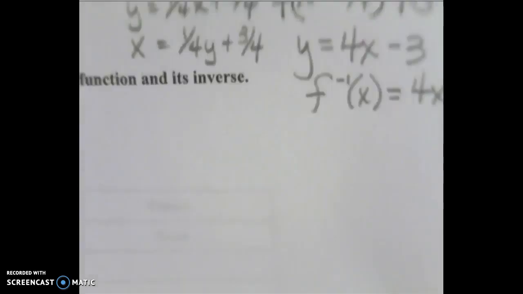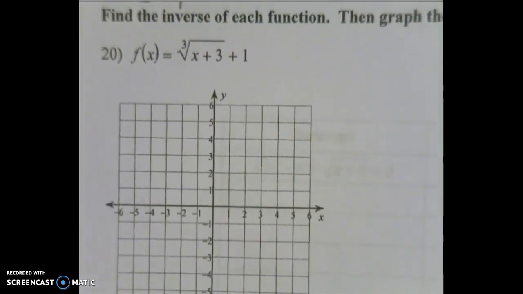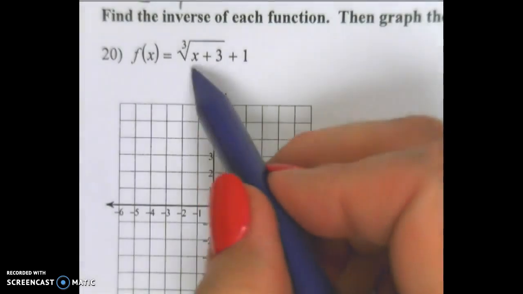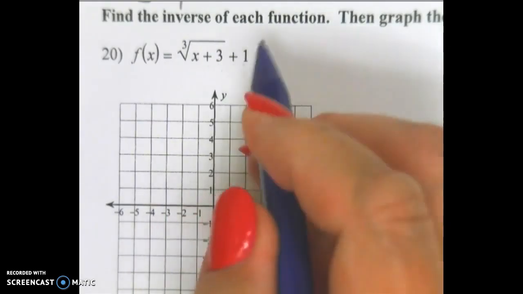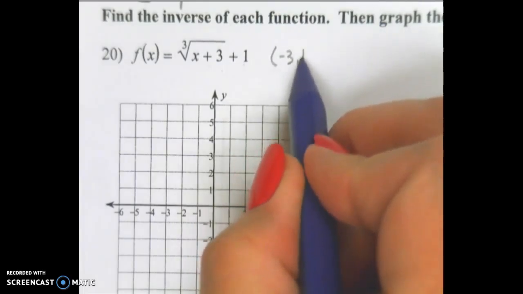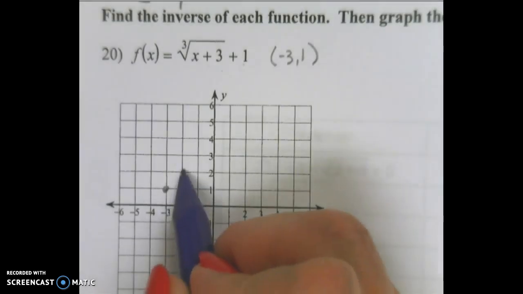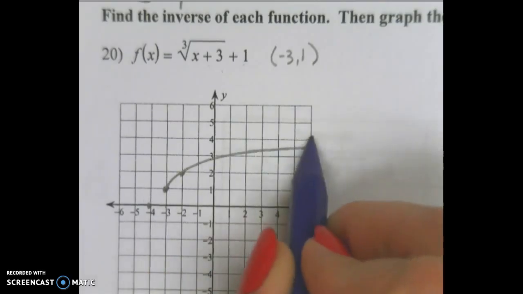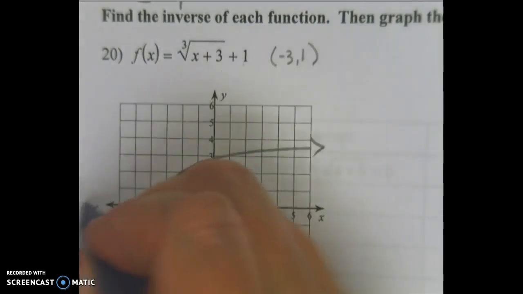Well, number 20, we are still doing the inverse. And we need to graph it as well. To graph this function and its inverse. Well, now this is a cubed root, so it's the wiggle. Opposite, keep. So negative 3, 1. Negative 3, positive 1. I'm going to go 1 in each direction, and it creates my wiggle. Alright, this is my f of x.